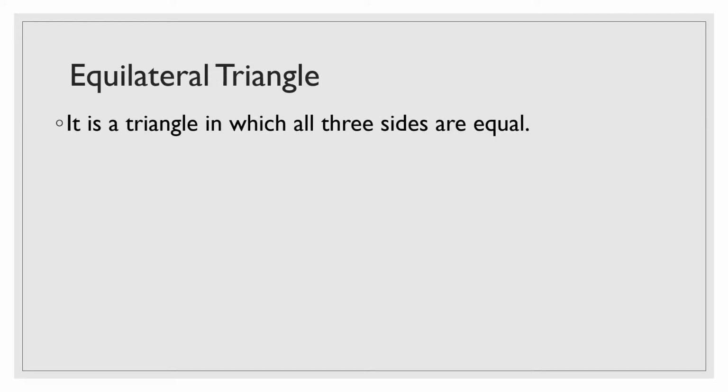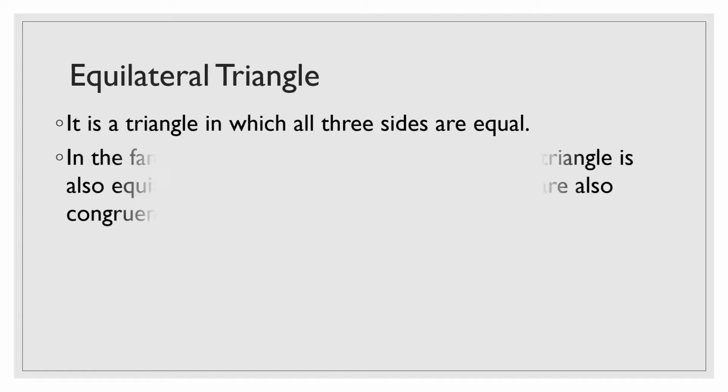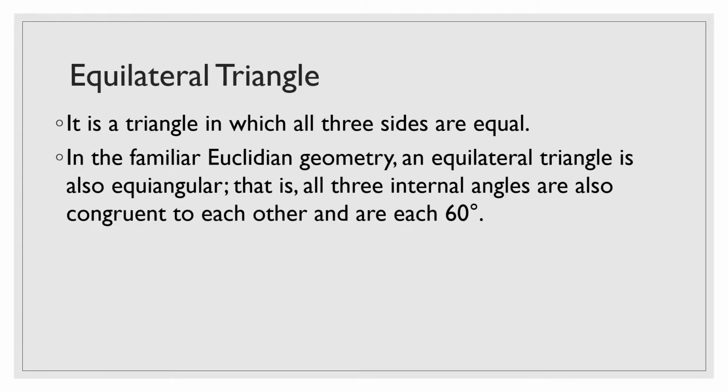Ano naman ang tinatawag nating equilateral triangle? Equilateral triangle, it is a triangle in which all three sides are equal. And in the familiar Euclidean geometry, an equilateral triangle is also equiangular. That is, all three internal angles are also congruent to each other and each angle measures 60 degrees.